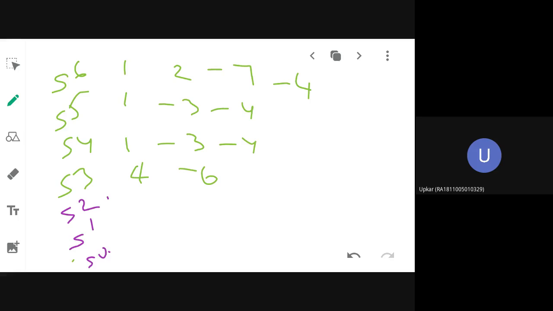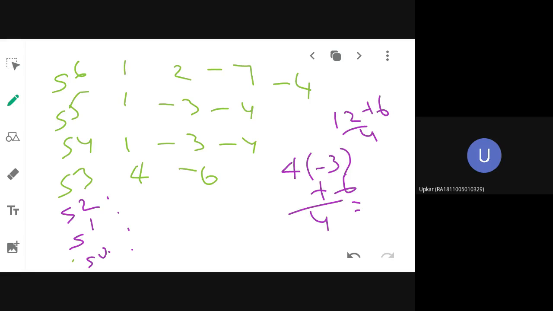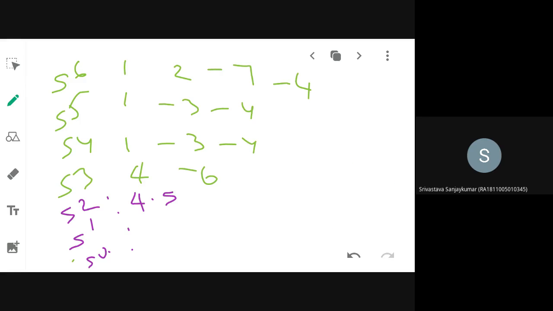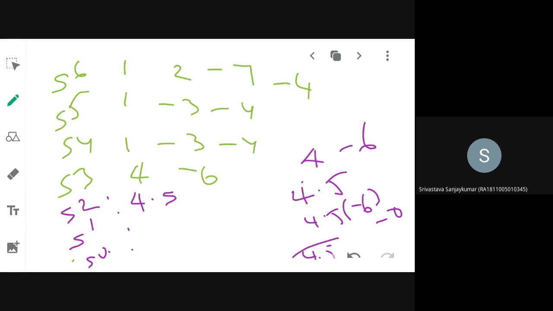So what is the answer, you tell me? 4 into minus 3 plus 6 divided by 4. What is the answer? I think it is 12 plus 6 divided by 4, so it will be 18 divided by 4. What is 18 divided by 4? 4.5. Okay. Next, 4 minus 6, 4.5. So you're getting 4.5 minus 6 minus 0 divided by 4.5. The next one will be minus 6.